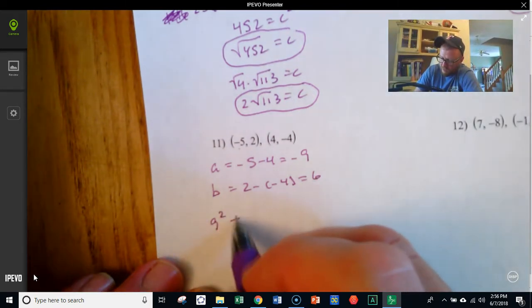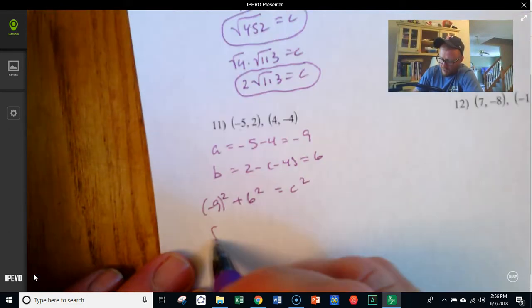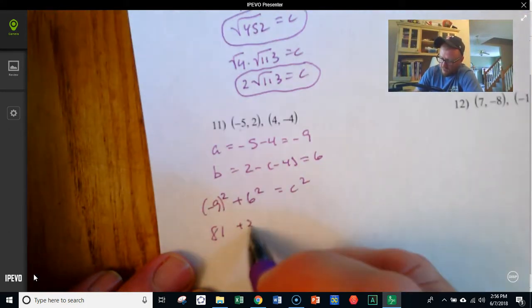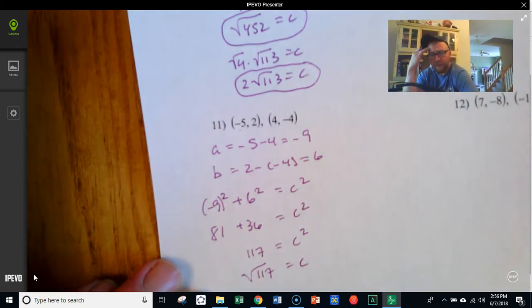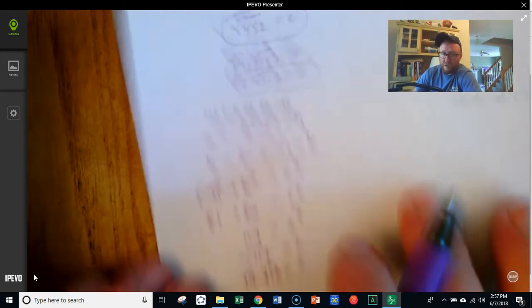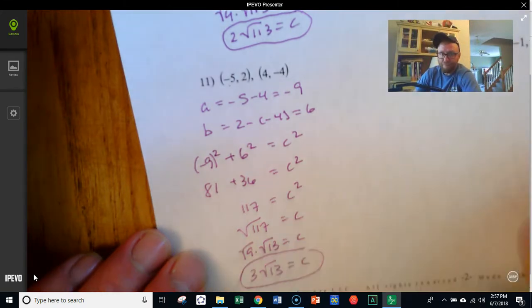So I have 9 squared, well, technically negative 9, plus 6 squared equals c squared. That's 81 plus 36 is c squared. And that's 117 equals c squared. And 117 is a multiple of 9. Let's see, 117, 120 divided by 3, 40, 39, 13. It's 9 times 13. Equals c. So that's just 3 times the square root of 13. Okay. All right, one more.